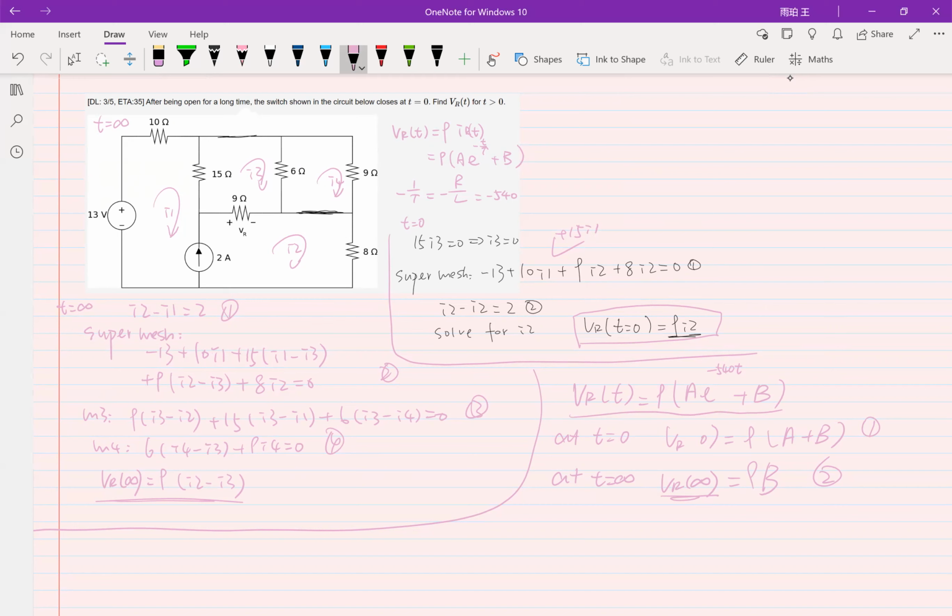The final answer that I got is this. So make sure to try to solve them and check the answer for yourself. Okay, great. Let me know if anyone has additional questions.